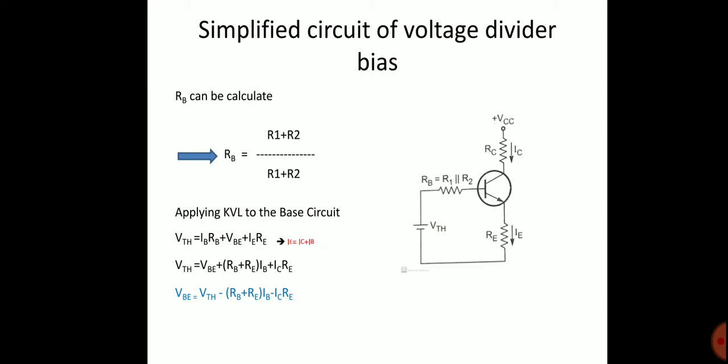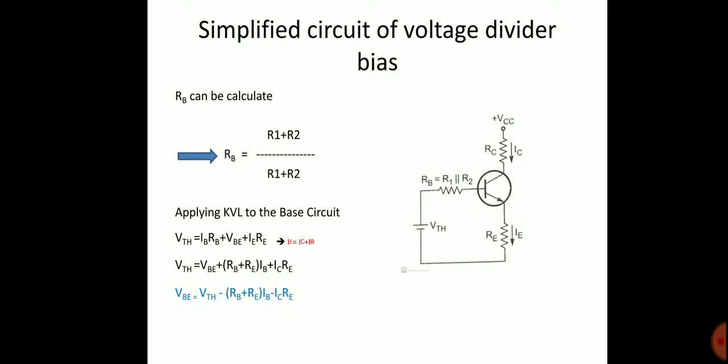Now we discuss the simplified circuit of voltage divider bias. The base resistance can be calculated. RB is equal to R1 times R2 divided by R1 plus R2. Applying KVL to the base circuit, the Thevenin voltage is equal to IB RB plus VBE plus IE RE. In this condition, IE is equal to IC plus IB. So using IE equal to IC plus IB, the Thevenin voltage is equal to VBE plus RB plus RE into IB.